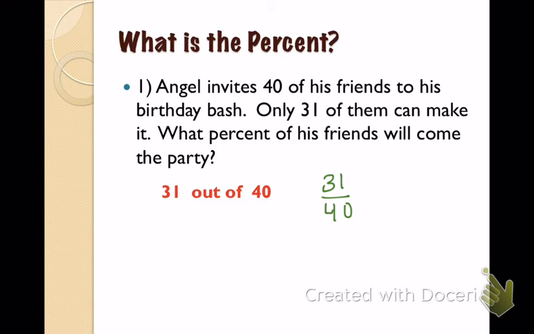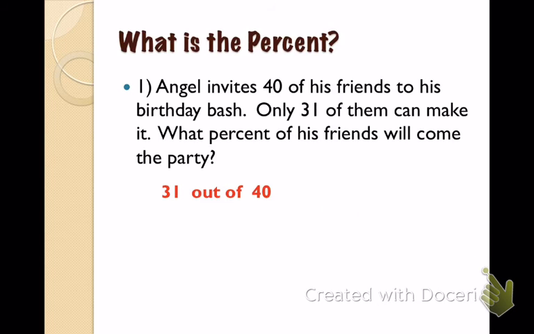And to convert a fraction into a decimal, we just take 31 first, divided by 40. So 31 divided by 40, and that becomes 0.775. Now, currently it's a decimal. Now we need to convert this into a percent. So I'm going to move the decimal once, twice to the right. That gives me 77.5%. So 77.5% of the people can come to Angel's party.